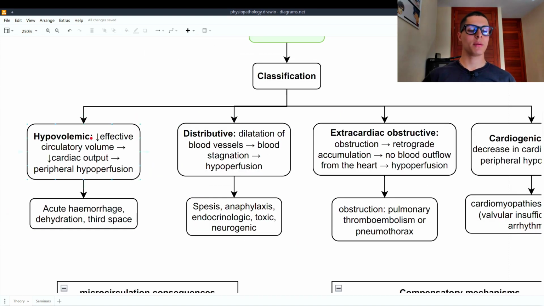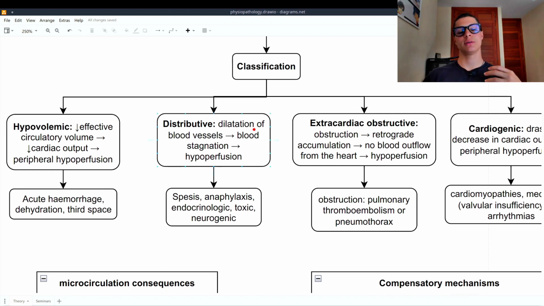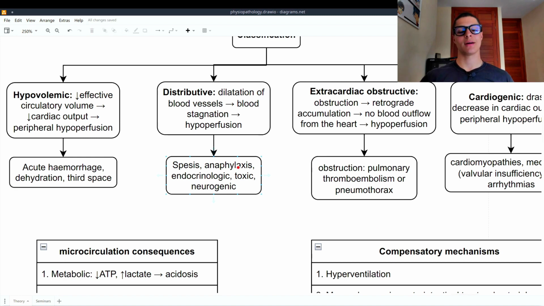Classification of shock. Hypovolemic is when we have low effective circulation volume, therefore low cardiac output, and this will create peripheral hypoperfusion. This happens with, for example, an acute hemorrhage, dehydration, and the third space. This is, for example, when the pericardium gets filled with a liquid, and therefore it will impede the myocardium from contracting properly. Then we have distributive shock, which is the dilatation of blood vessels. There is blood stagnation and therefore hypoperfusion. This happens with sepsis, anaphylaxis, endocrinologic toxics, and neurogenic as well.